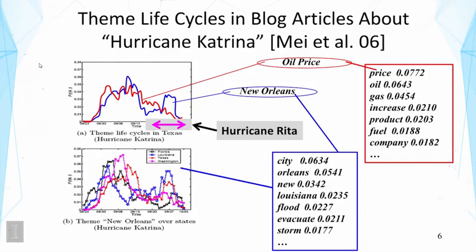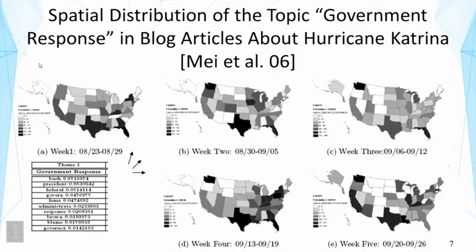The bottom curve shows the coverage of this topic about the flooding of the city by blog articles in different locations, and it also shows some shift of coverage that might be related to people migrating from the state of Louisiana to Texas, for example. So in this case, we can see time can be used as context to reveal trends of topics.